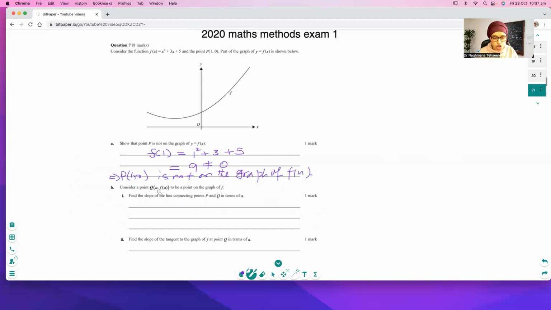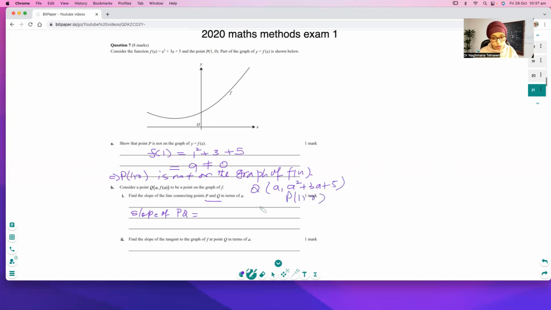So consider a point Q to be a point on the graph. Find the slope of the line connecting P and Q in terms of a. Okay, so we say slope of P and Q. So P, we said, is (1, 0), right? And Q is (a, f(a)). So Q would be a comma what? a squared plus 3a plus 5. And the other point, P, is (1, 0).